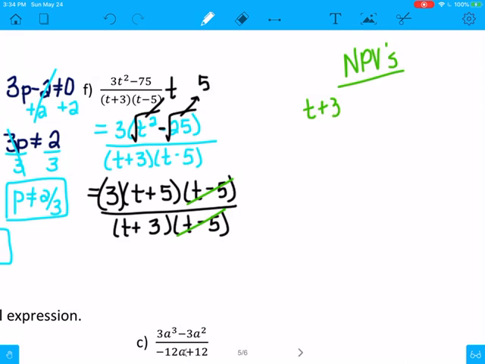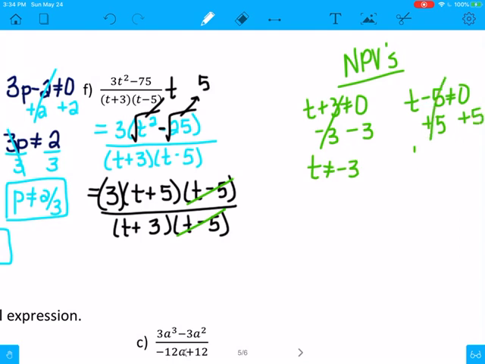So we get t plus 3 cannot equal 0. And we get t minus 5 cannot equal 0. And then we have to solve them separately. So I subtract 3. T cannot equal negative 3. I add 5. Usually I change colors. Sorry about that. T cannot equal 5. So those are my non-permissible values.